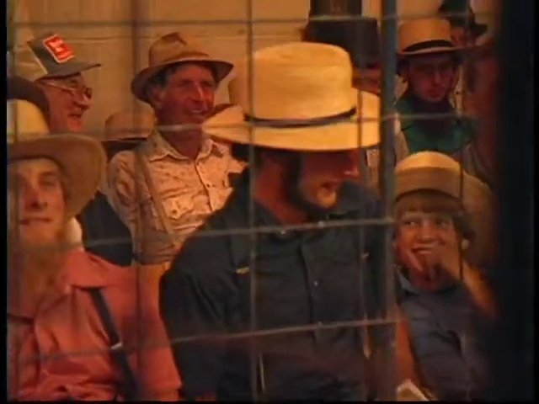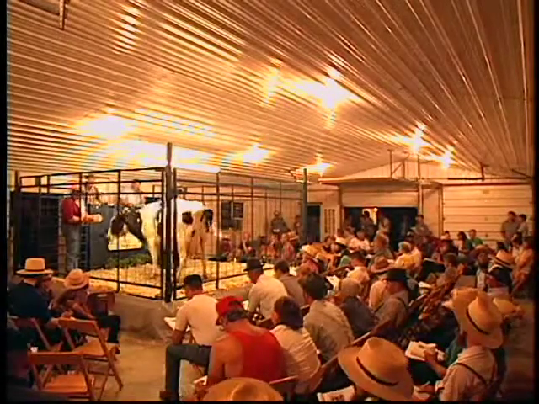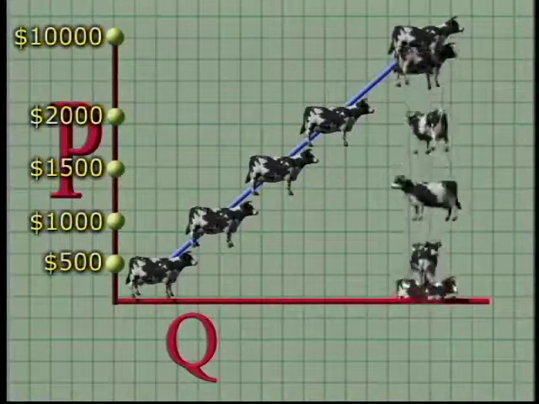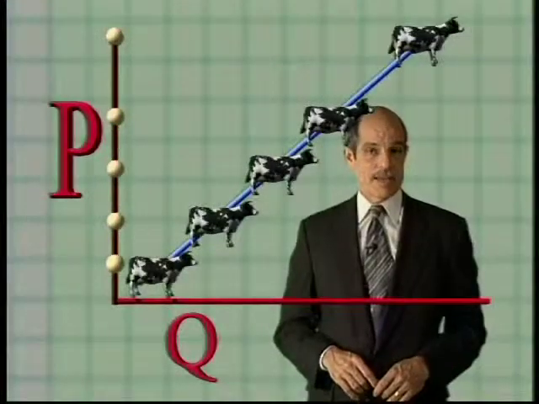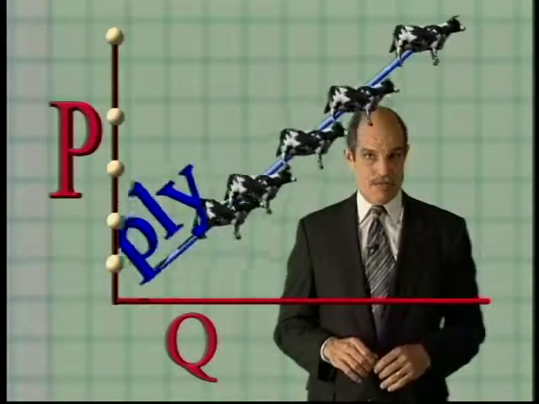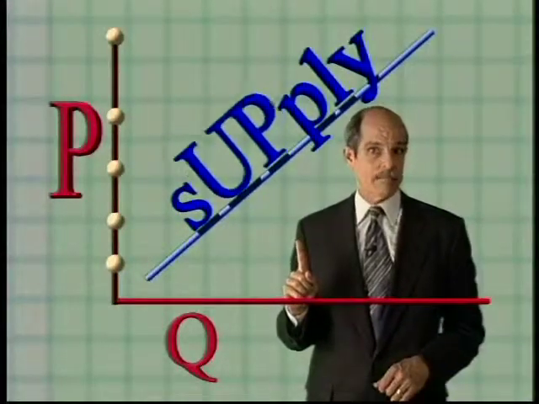And finally, imagine that the bidding is utterly out of control. I don't know, $10,000 a head. In which case, tons of cud chewers would fly to market. If the price reached $10,000 a cow, I'd sell everything I own and I'd retire. That's the classic supply curve. And for drawing it from scratch, here's another little time saver. Supply goes up. Supply.